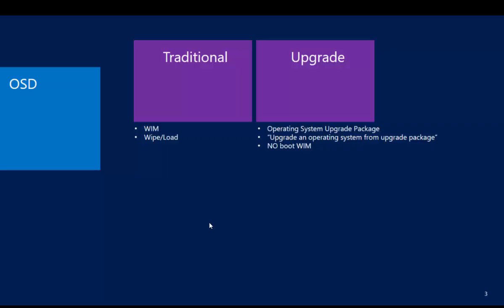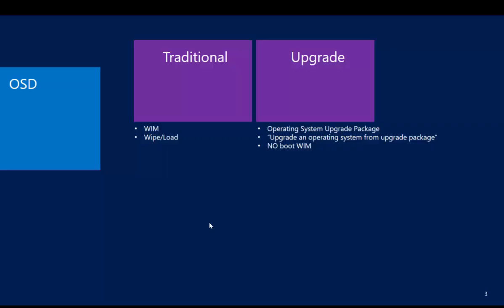And there are three things that I'll just mention here and show you. So the upgrade makes use of the operating system upgrade package. That's not the typical thing that people use historically. Historically, it would just be an operating system image. Here we have to use the upgrade package. I'll show that to you. In the task sequence wizard, there's an option, upgrade an operating system from upgrade package. That is the choice to make, and it will build a task sequence that will accommodate.